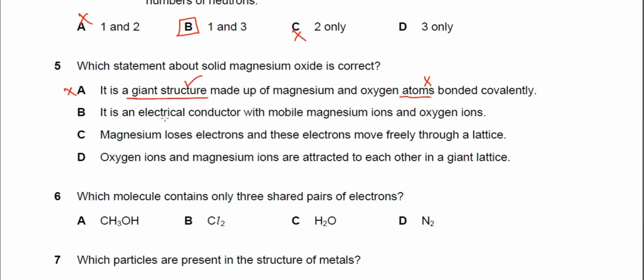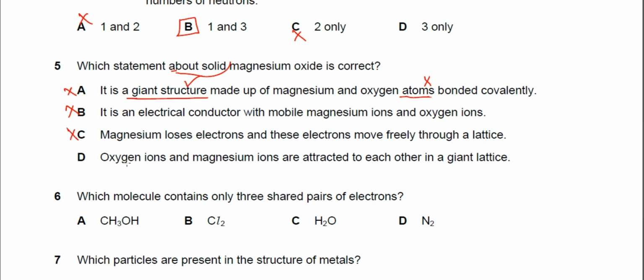B, it is an electrical conductor with mobile magnesium ions and oxygen ions. Yes, okay, but the state is not clear, the state is given over here: which statement about solid magnesium oxide? In the solid state, the ions are not free to move. That is why statement B is also incorrect. Then in C, magnesium loses electrons and these electrons move freely through a lattice. No, because these electrons are transferred to the oxygen and oxygen turns into an oxide ion. So this is again incorrect.